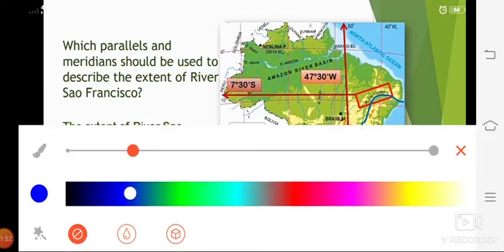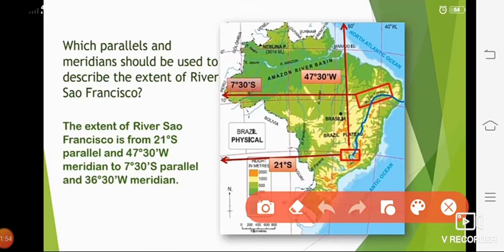I will show you the flow. I will use sky blue color. Okay, so it starts from here and it is flowing this way, means it is going and meeting northern part of Atlantic Ocean. Yeah, so this will be our end point.